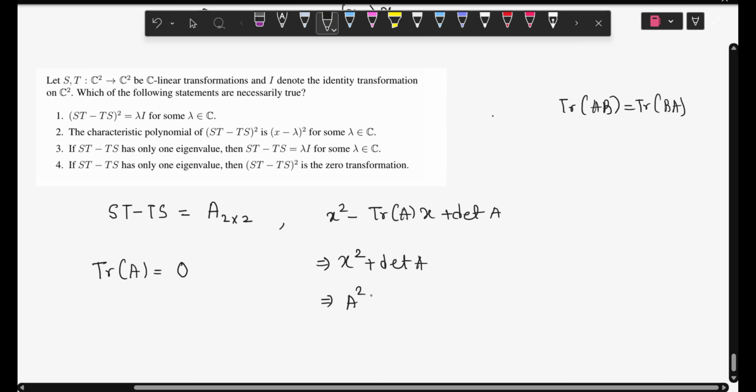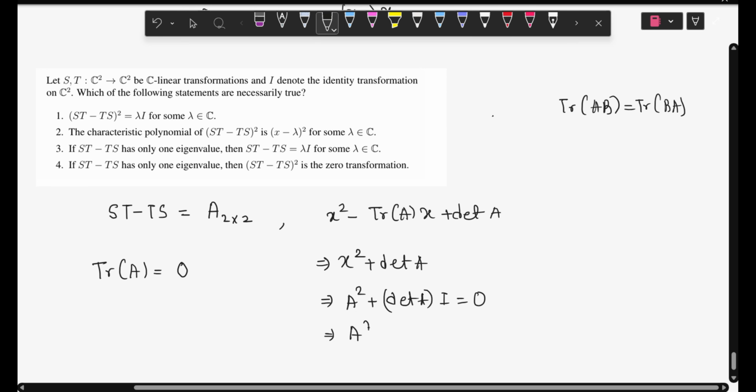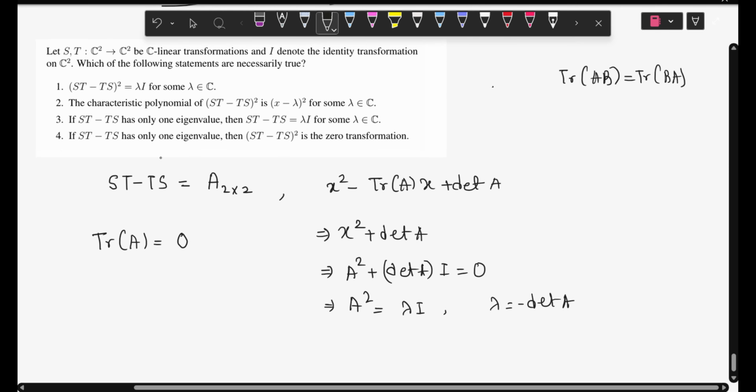A square plus det A times I gives you 0. So therefore what I can say is A square equals lambda I, where lambda is equal to minus det of A. So therefore option A is true, because A is equal to ST minus TS. So option A is true.